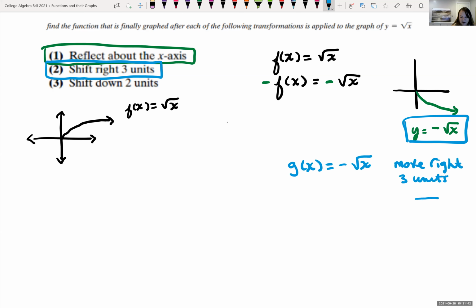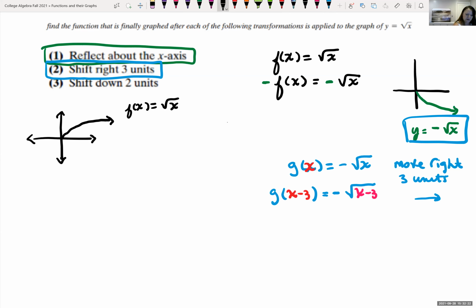Okay, so moving to the right 3 units, that's affecting my x value. When we're doing that to our x value, though, we do the opposite. So think of it as subtracting 3 instead. And so going to the right 3 units, we have x minus 3. So plugging x minus 3 into our g of x, this gives me negative the square root of x minus 3.